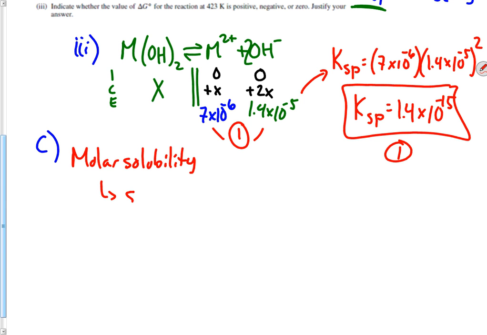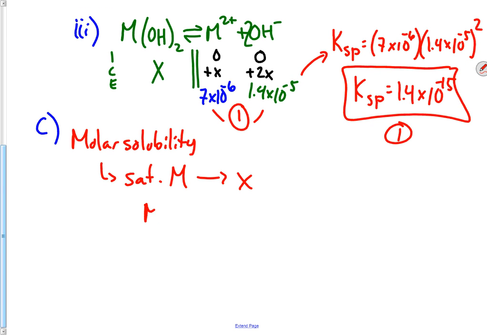That is a saturated molarity. That always will equal X. X is always like the 1 to 1. So whatever you find for X, that is your molar solubility. So we already know the molar solubility of the first one. Do I know that? Well, I have it right above. So the molar solubility of MOH2 is what?